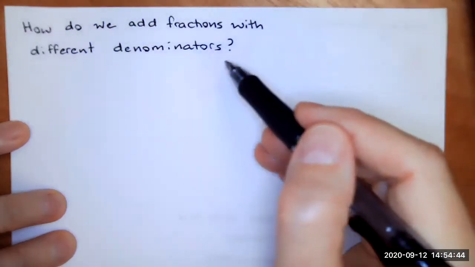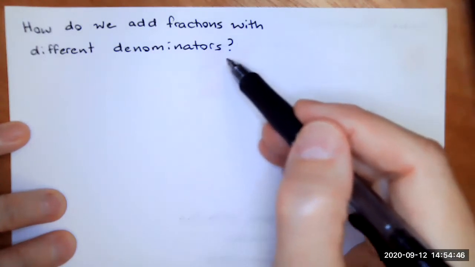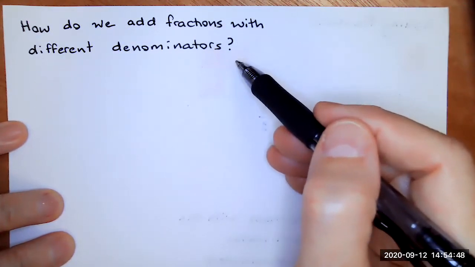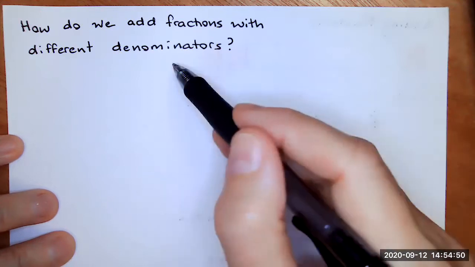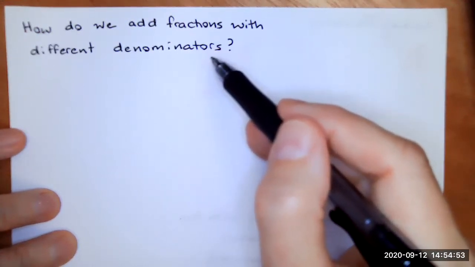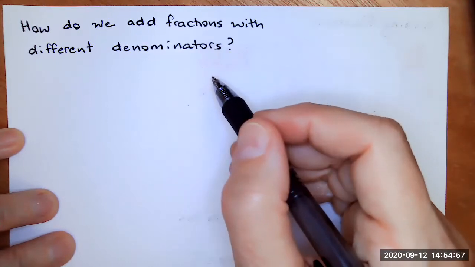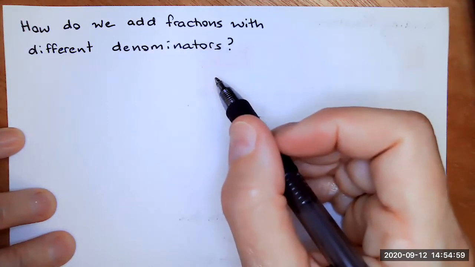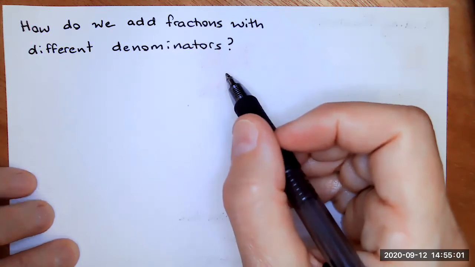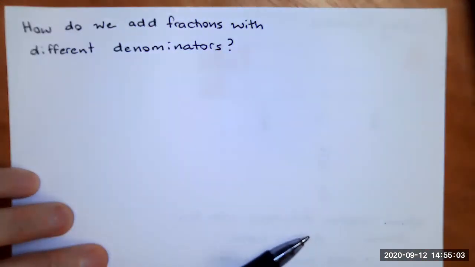So you're probably wondering, how do we add fractions with different denominators? Well, if the denominators are different, we have to find a common denominator. So what we have to look for is called the least common multiple of all the denominators. So let's write that down.